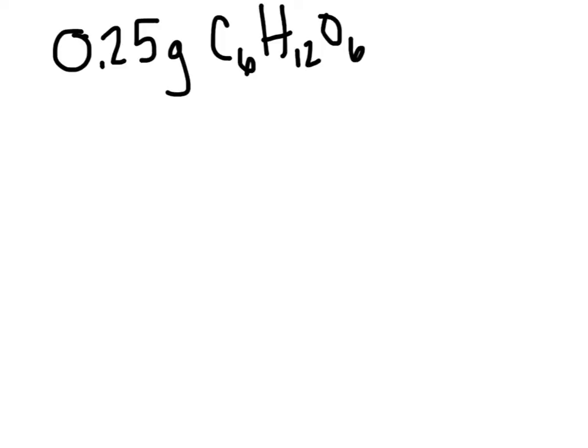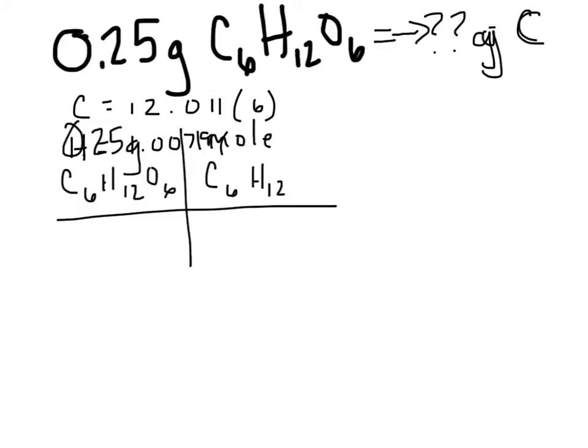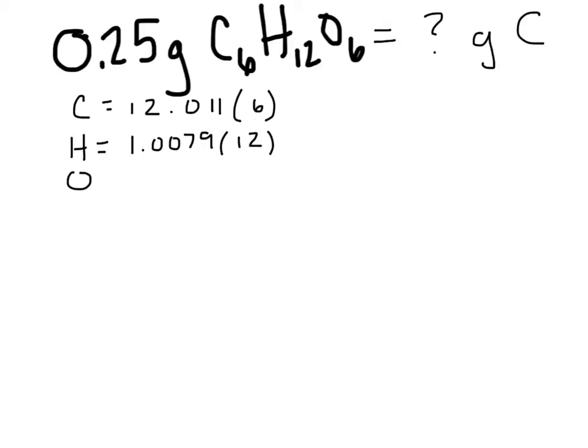Okay, so say that I had this again, 0.25 grams of C6H12O6, and I wanted to find out how many grams of this was carbon. So, first thing I'm going to need to do is add up the molecular mass of the C6H12O6. So remember, carbon is 12.011, and I need 6 of them. And hydrogen is 1.0079, and I have 12 of them. And oxygen is 15.999, and I have 6 of them.